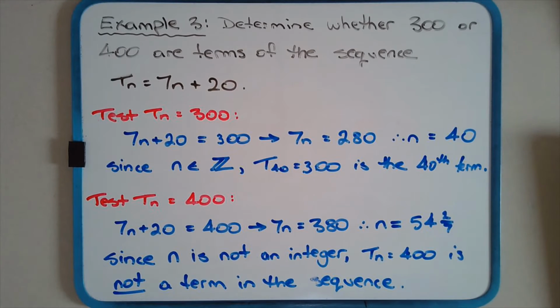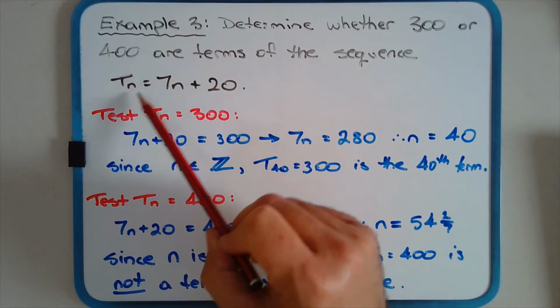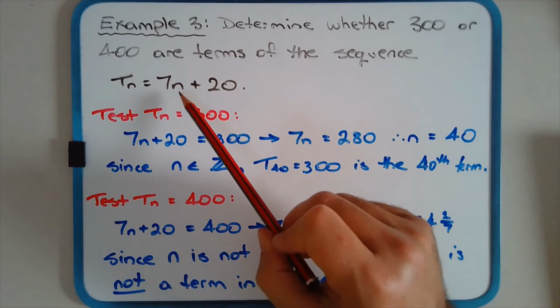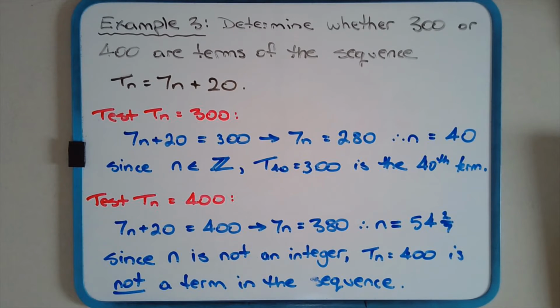Example 3. Determine whether 300 or 400 are terms of the sequence Tn equals 7n plus 20. Now the strategy here is that we substitute 300 and 400 for Tn, and we're going to test each one of those separately. Solve for n, and if we find that n is a positive integer, that refers to the particular term in the sequence, therefore that term will be a term in that sequence, and n represents the position in that sequence.